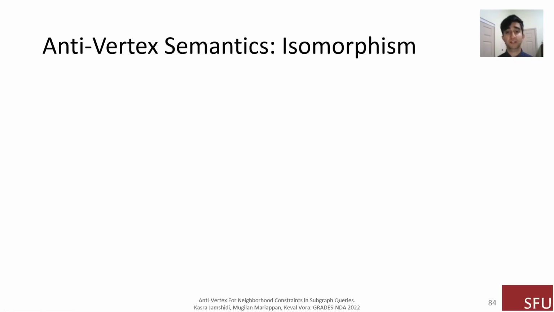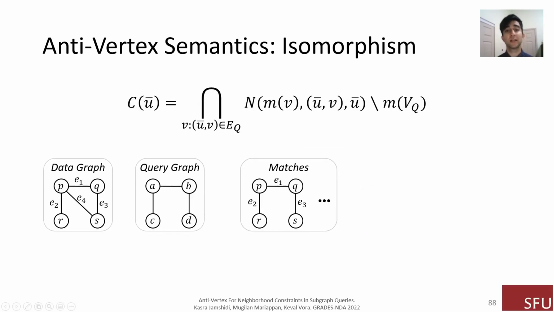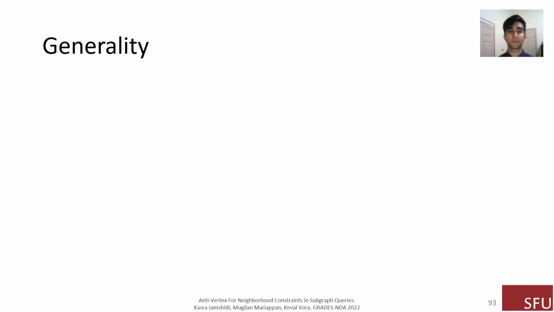Isomorphism matching semantics are even stricter than no repeated edge, and do not allow repeated vertices either, invalidating this subgraph where S repeats. This manifests in the definition of C by simply removing all previously matched vertices. Now, if we add U bar back, C of U bar is empty because the neighbors of S are already present in the match. If we add a new neighbor of S in the data graph though, then C of U bar will be non-empty and this match will be filtered.